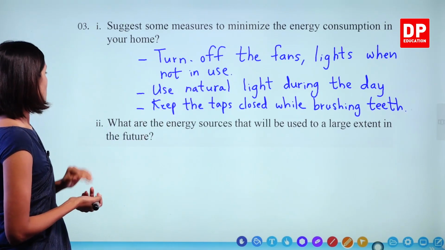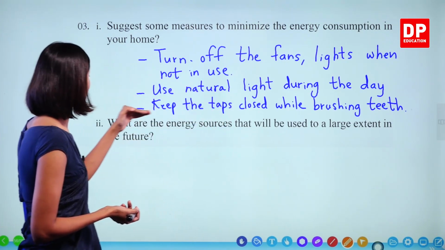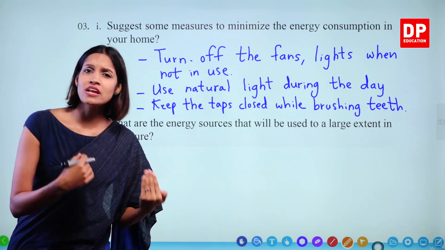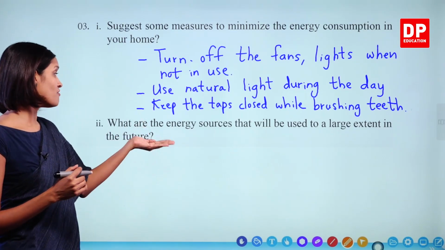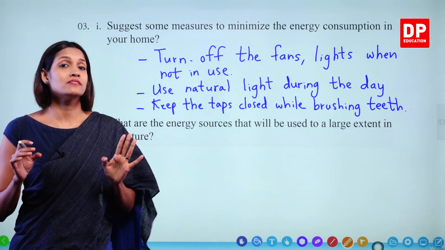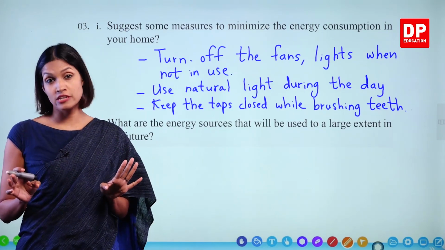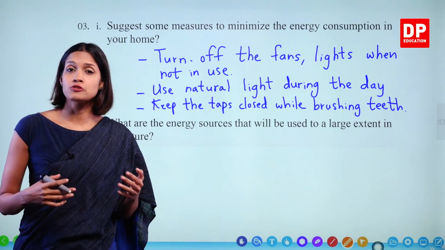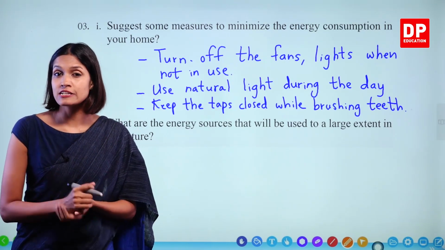The next one. What are the energy sources that will be used to a large extent in the future? So in the future, what is going to happen? So the non-renewable energy resources are going to finish. That is because of increased consumption. So the energy sources that take a long time to regenerate are known as non-renewable energy sources. Okay. So nowadays we use fossil fuels to run our vehicles, and we use fossil fuels to generate electricity.